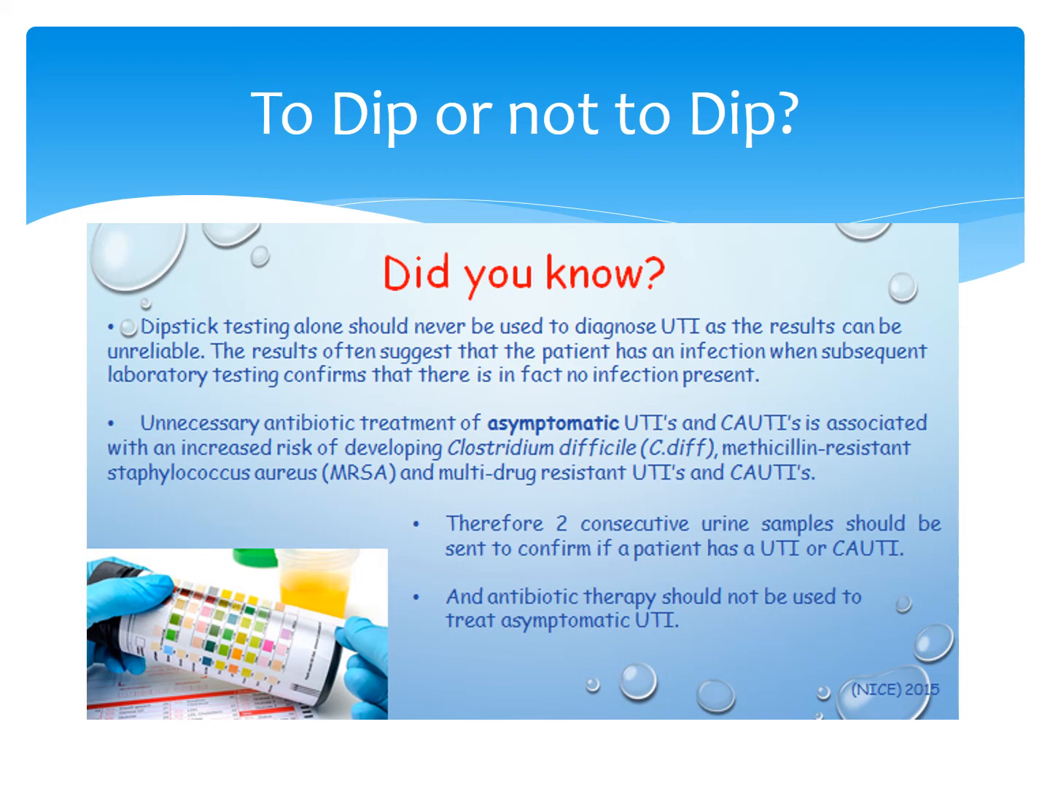Therefore, the National Institute for Clinical Excellence recommends that 2 consecutive urine samples should be taken to confirm if a patient has a UTI, and that antibiotic therapy should not be used to treat any patients who do not have symptoms of a urinary tract infection.